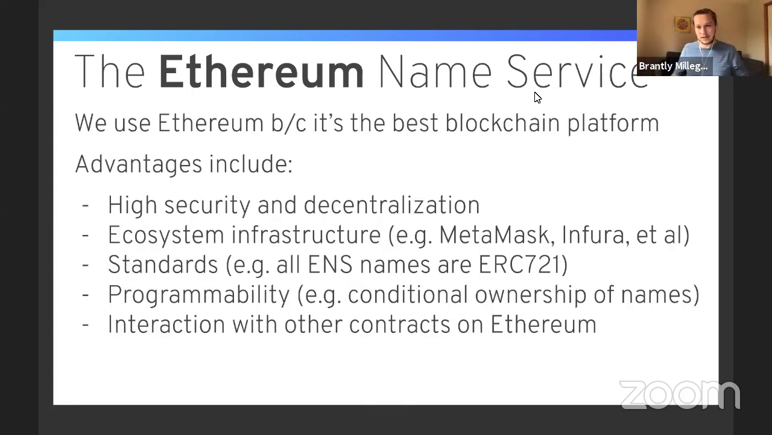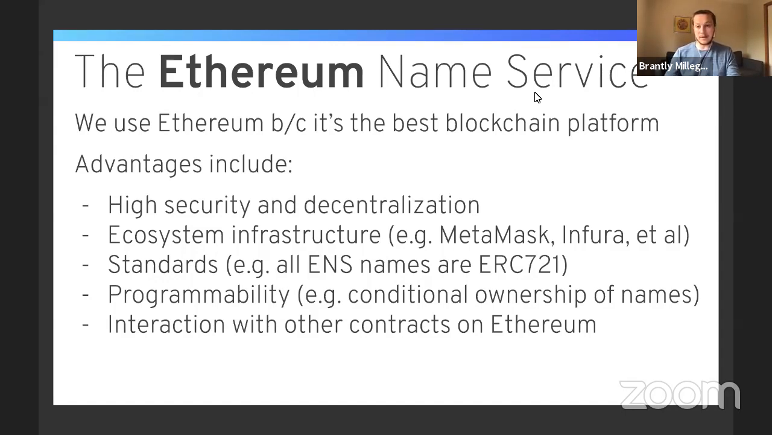So why do we use Ethereum? There are lots of other blockchains we could be using. We use Ethereum because it's the best blockchain platform, we think, for doing a naming service at all. Advantages include high security and decentralization. If we had our own blockchain just for naming, we'd have to bootstrap the security. It would be far less secure and decentralized than Ethereum. Then ecosystem infrastructure. There's tons of infrastructure for the Ethereum blockchain that we don't have to reinvent. Like MetaMask, we're in MetaMask. People can use Infura. A lot of wallets are already connected to Ethereum. They don't have to connect to yet another blockchain. Standards. All .eth ENS names are ERC 721 compliant, so we can plug into all this ERC 721 infrastructure. Programmability.